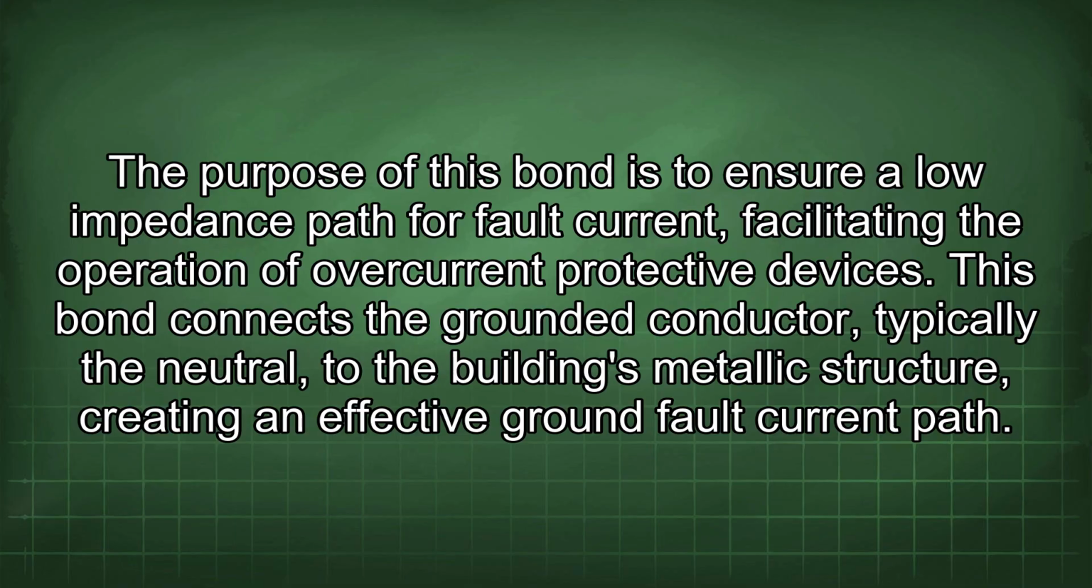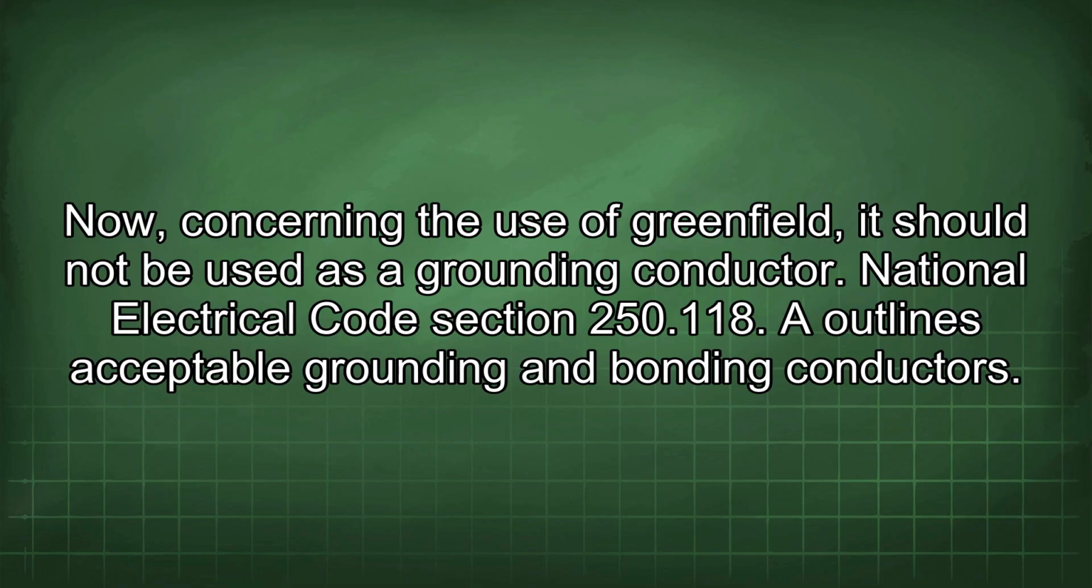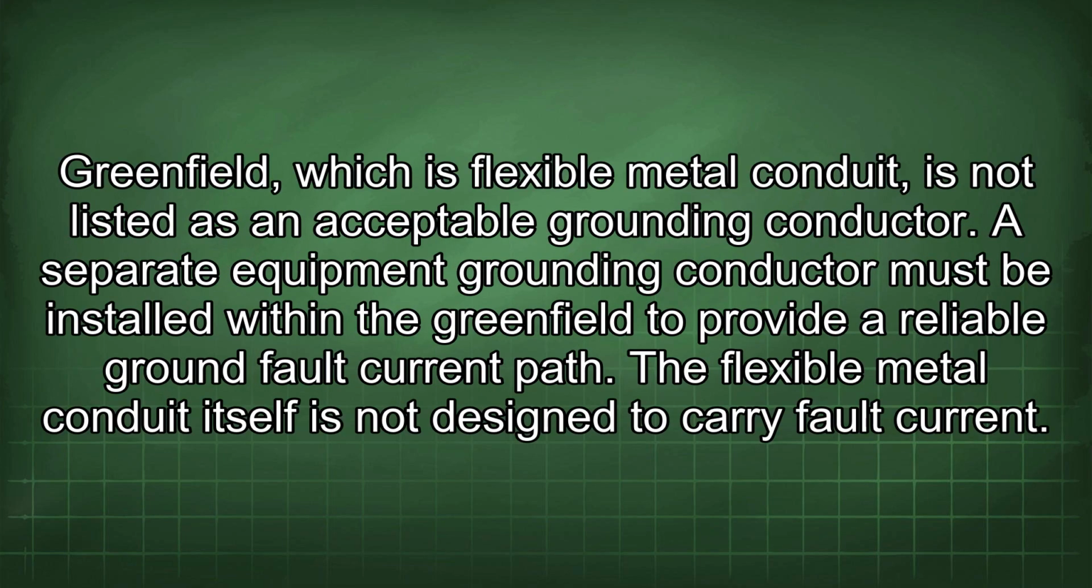fault current path. Now, concerning the use of greenfield, it should not be used as a grounding conductor. National Electrical Code Section 250.118 outlines acceptable grounding and bonding conductors. Greenfield, which is flexible metal conduit, is not listed as an acceptable grounding conductor. A separate equipment grounding conductor must be installed within the greenfield to provide a reliable ground fault current path. The flexible metal conduit itself is not designed to carry fault current.